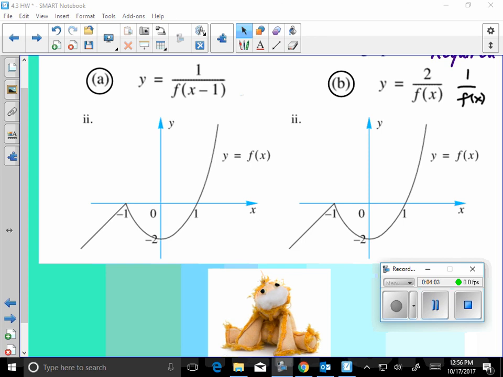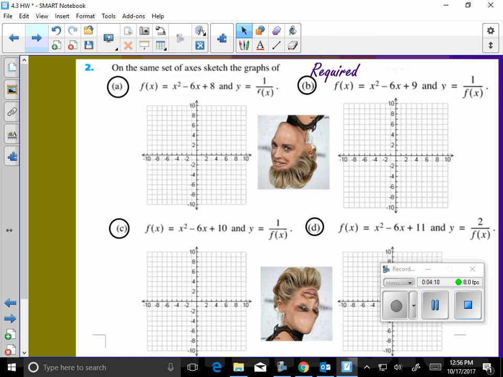A. And then shift it right 1, right? You do the reciprocal and then shift it to the right 1. I just wanted everybody to have to look at this picture on this video. Okay.